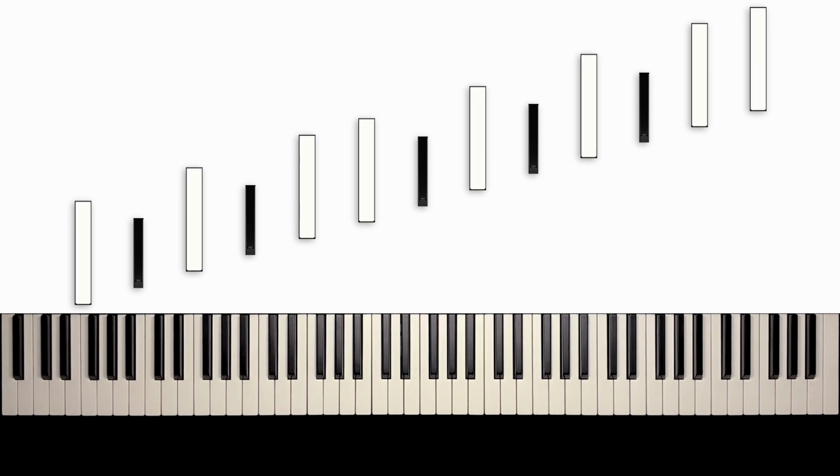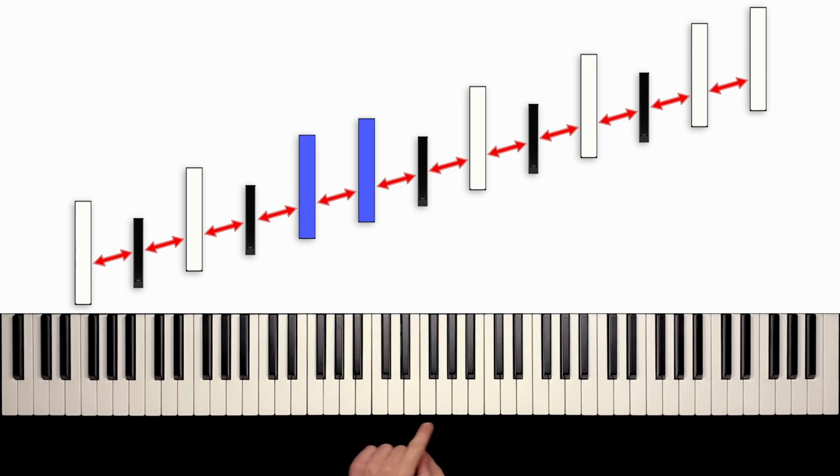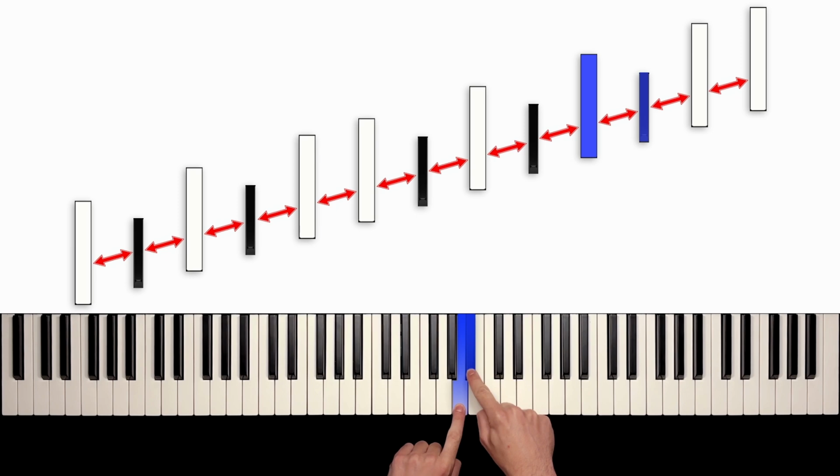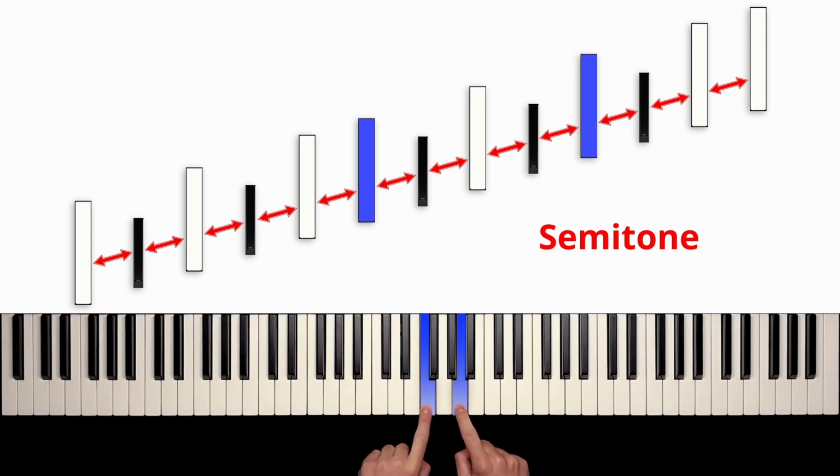The first important thing to understand is that this staircase is built out of identical steps. So between any two neighboring keys, such as these two white keys, or this white key and the black key next to it, we always have the same musical distance or interval. This interval is called a semitone. Since a semitone is the smallest step in our musical system, we can use it as a unit of measurement for the distance between any two notes. For example, to get from this key to this one, we need to climb 4 semitones on our musical staircase.